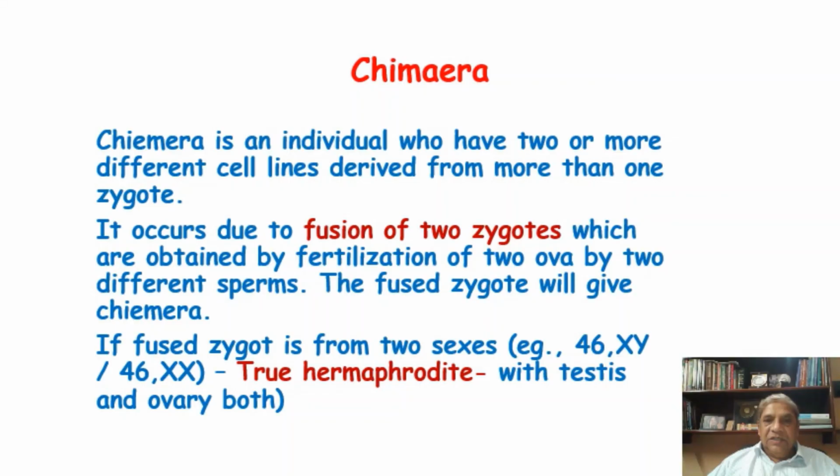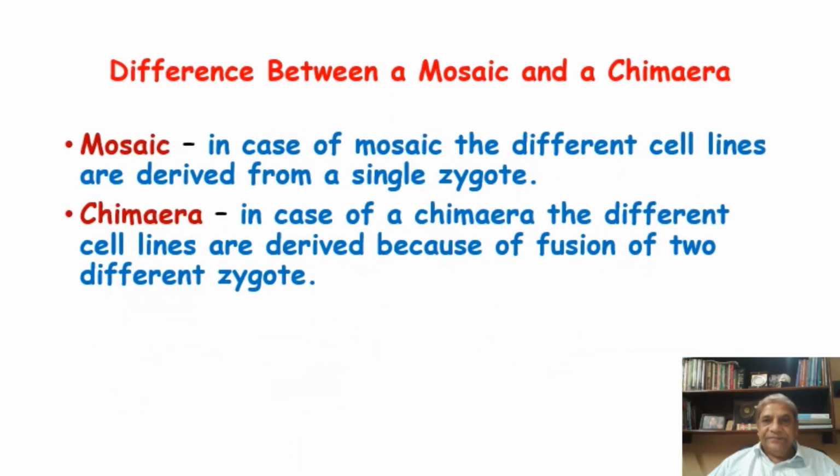We come now to the last slide where we will see the difference between a chimera and a mosaic. What is the difference between a mosaic and a chimera? In case of a mosaic, the different cell lines are derived from a single zygote due to non-disjunction during any mitotic division in early embryonic life. But in case of a chimera, the different cell lines are derived because of fusion of two different zygotes. That's why they have two different cell lines in the body.